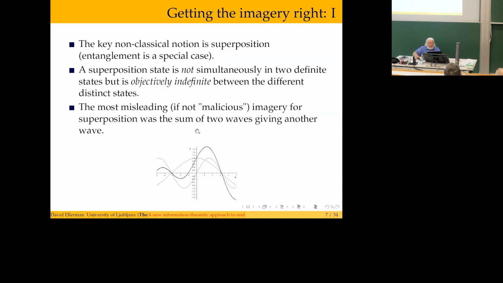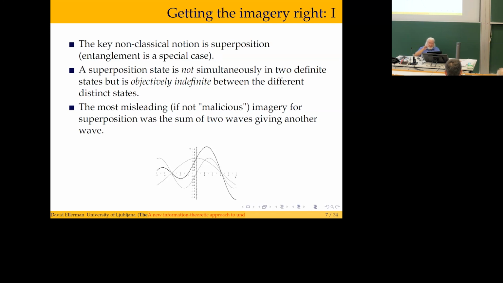So the major reconceptualization that's going on mentally is to get away from the wave imagery of superposition as the addition of two waves. That's completely there all the time because you're doing a vector space over the complex numbers, and a complex number is always analyzed in polar representation in terms of amplitude and phase.